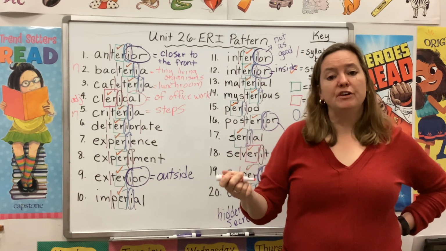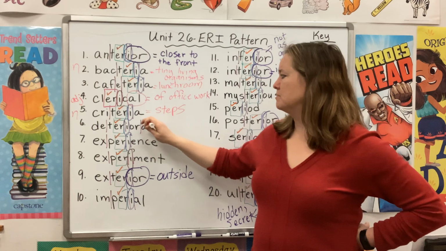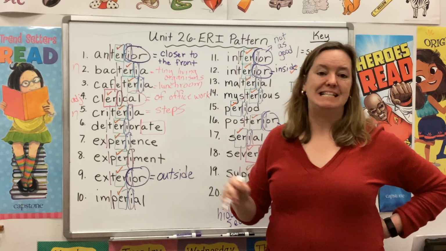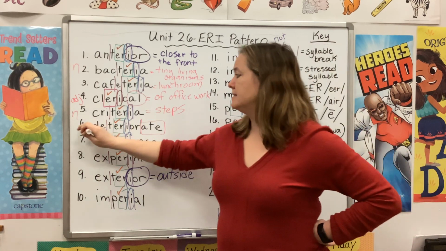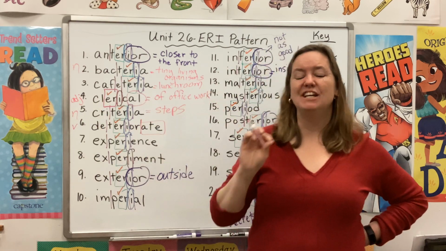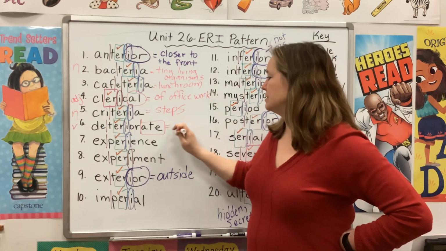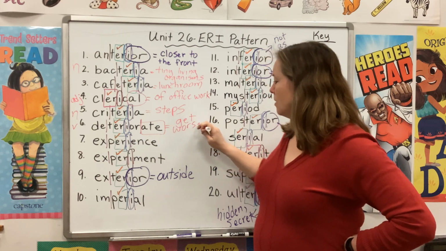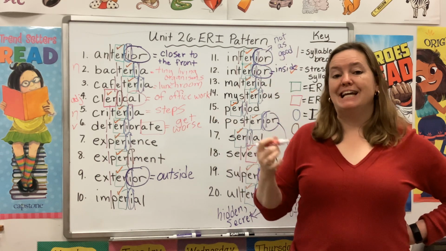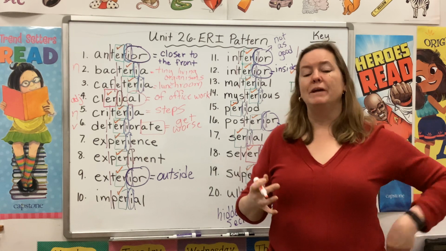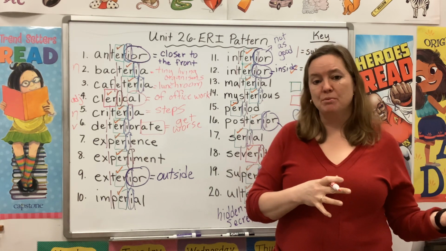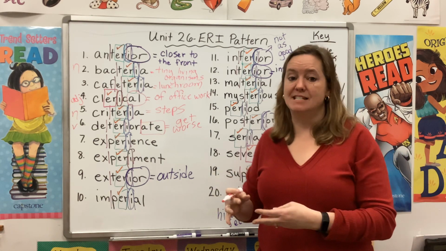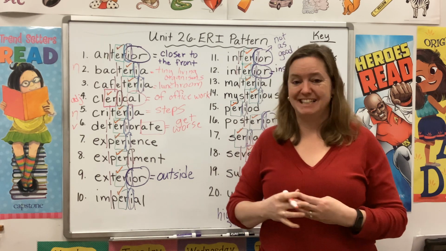To deteriorate, that's a verb, right? You've noticed before most words that end with ate are verbs. So to deteriorate is to get worse. Okay, if a person's really sick and they're in the hospital, we hope that their condition will improve, but sometimes it deteriorates. Sometimes they just get sicker and sicker.